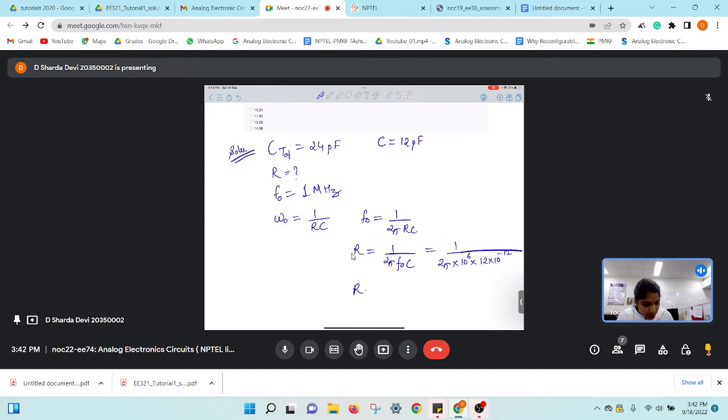Yes, what is the value of R? Around 13 kilo ohms. Yes, 13.26 kilo ohms. Yes, this is the value that you are getting for an oscillating frequency of 1 megahertz.